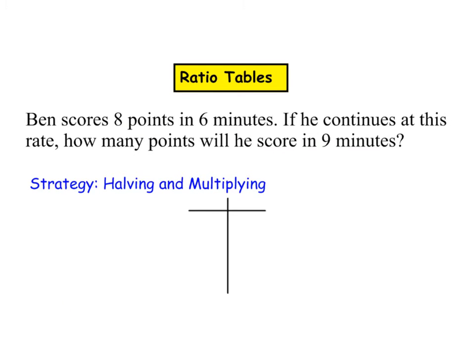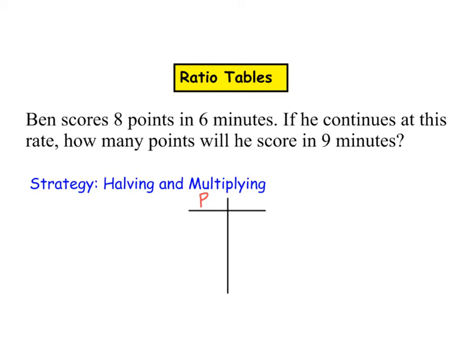So for this problem, Ben scores 8 points in 6 minutes. And if he continues at this rate, how many points will he score in 9 minutes? So the strategy we're going to use is halving and multiplying. Sometimes it makes more sense to go smaller before you go larger. And that's what we're going to do here.